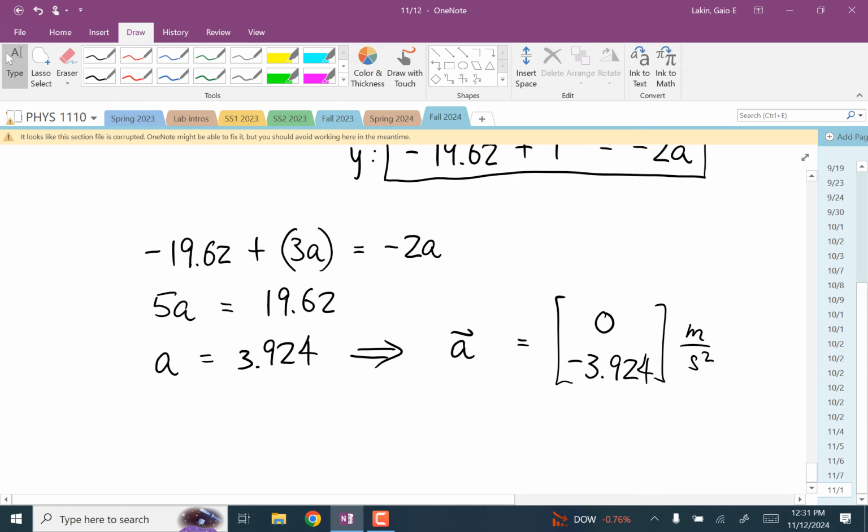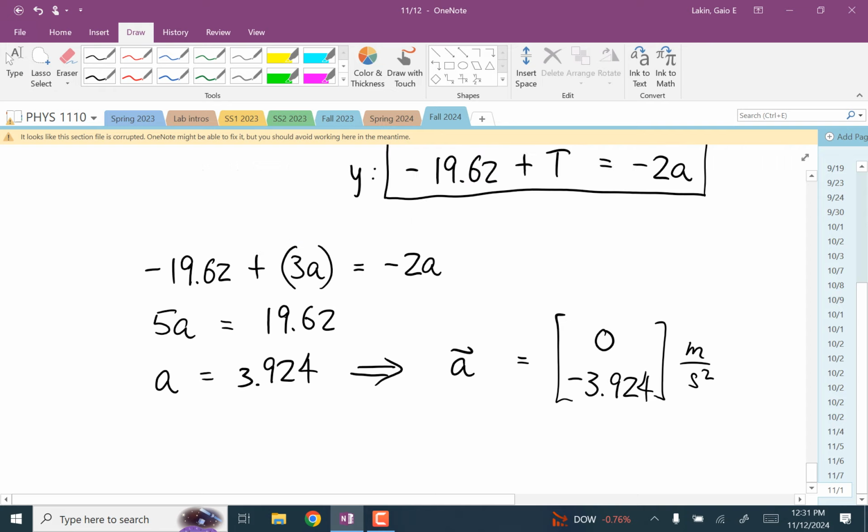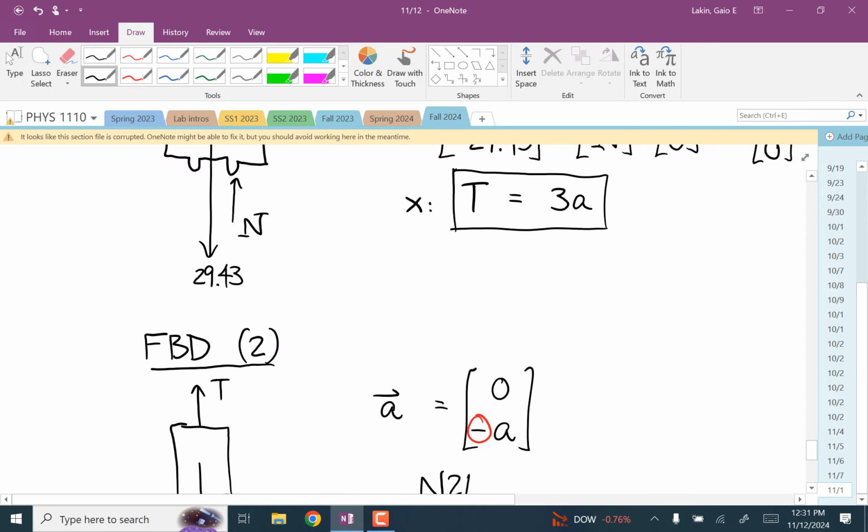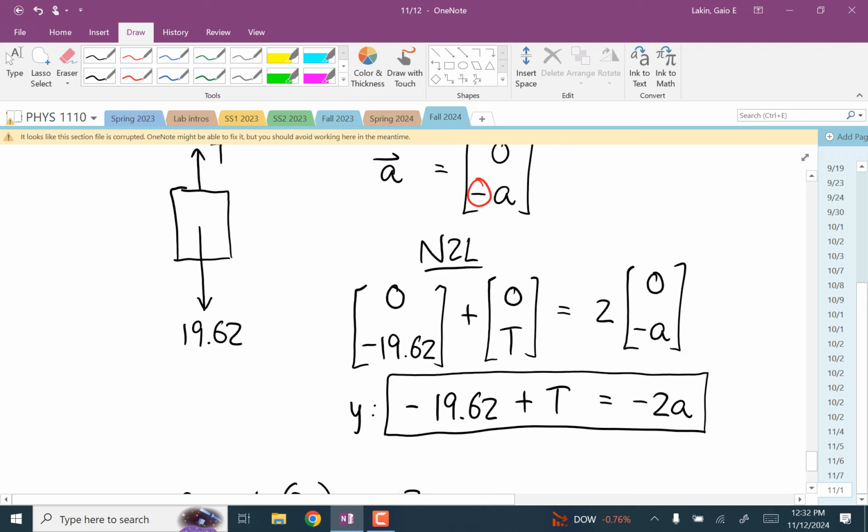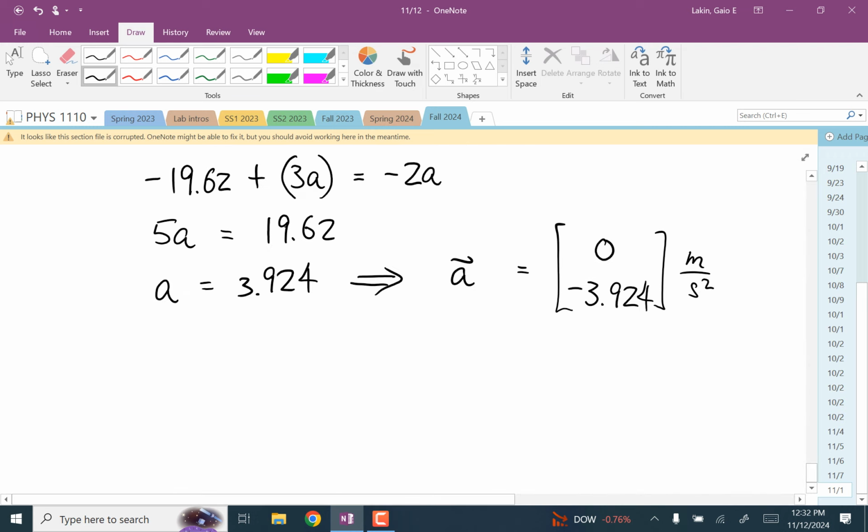And now that we have this, we want to calculate T. You can use any equation you want to calculate T. I'm just going to use 3 times a. Our a was 3.924, so T is equal to 3 times 3.924. And so you get 11.77 newtons.